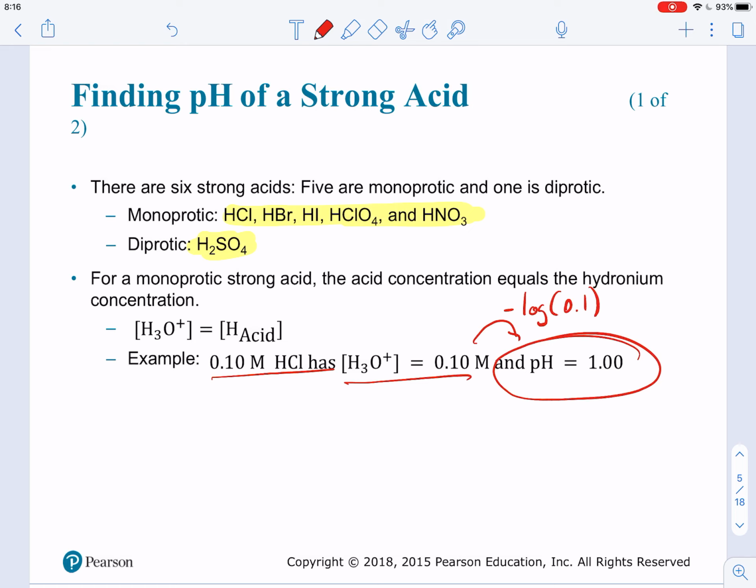Okay. The only thing I want to say about, for example, sulfuric acid is that it's one step at a time, right? So think of diprotic as a two-step ionization.